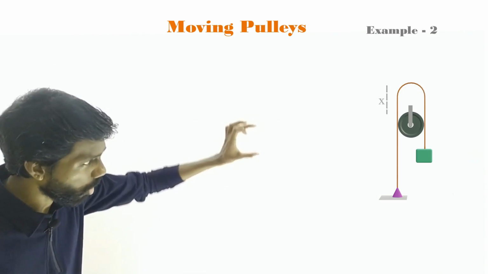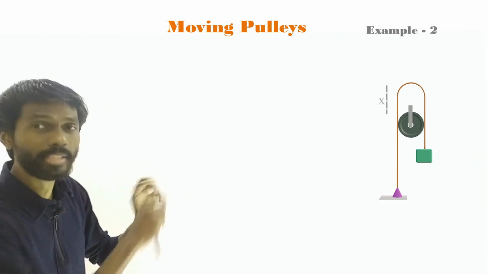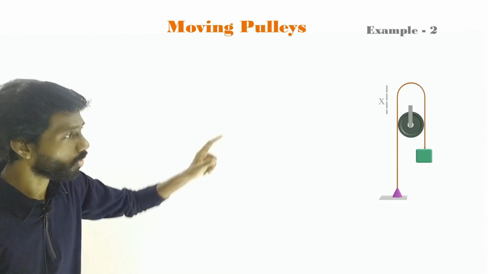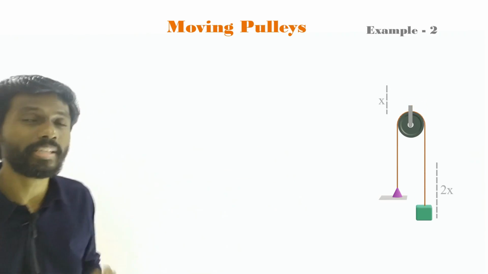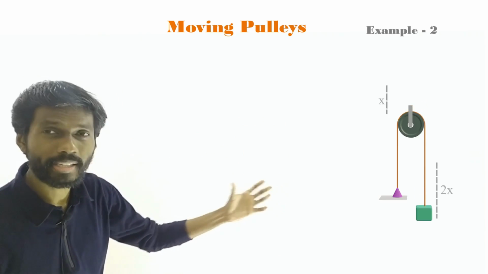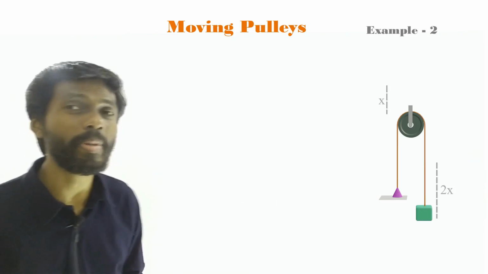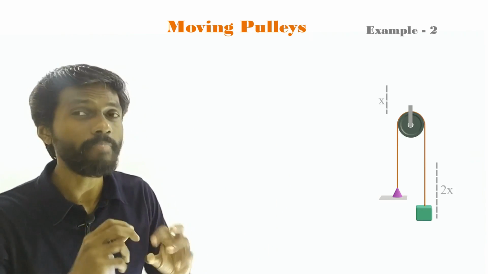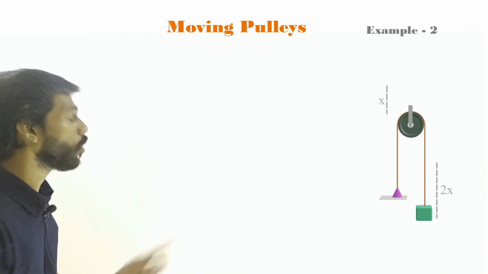The pulley comes down by a distance x, that means the slackened part of the string has length 2x, right? x plus x, 2x. So that distance is covered by that block. The block goes down by a distance of 2x, not x. So when the pulley comes down by a distance x, the block goes down by distance 2x. That means the block has acceleration twice the acceleration of the pulley, right? Both move in the same direction. So this is the relation.